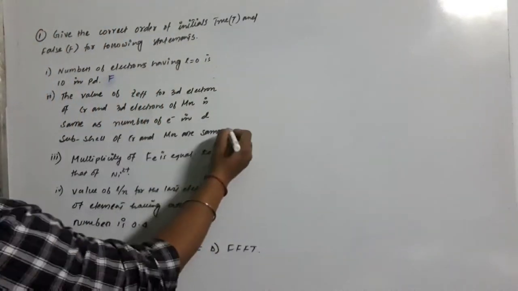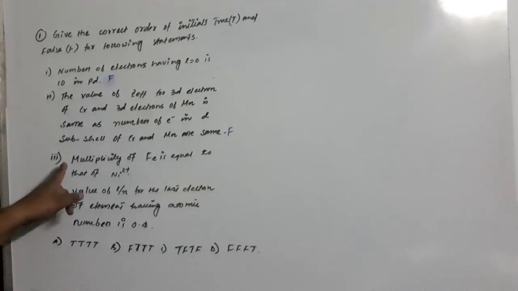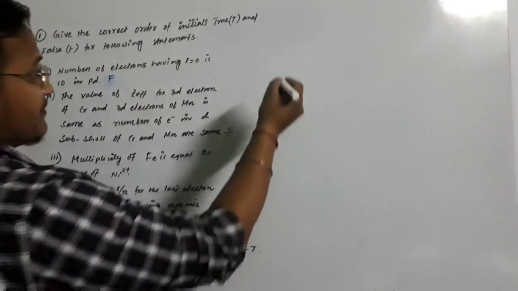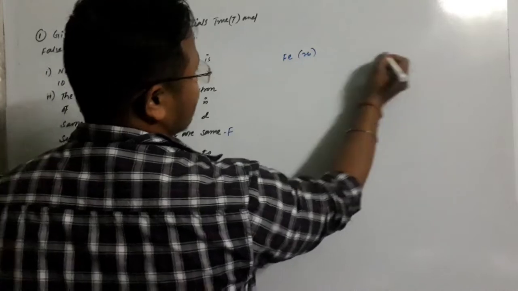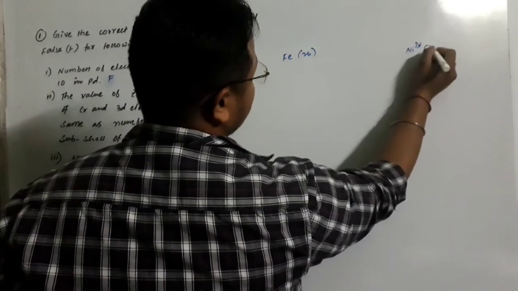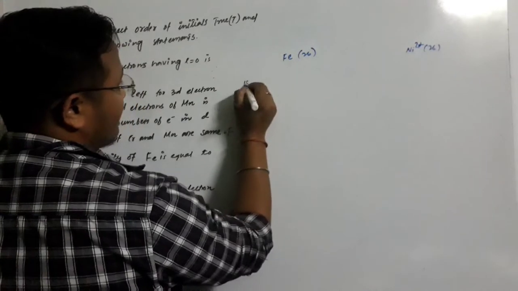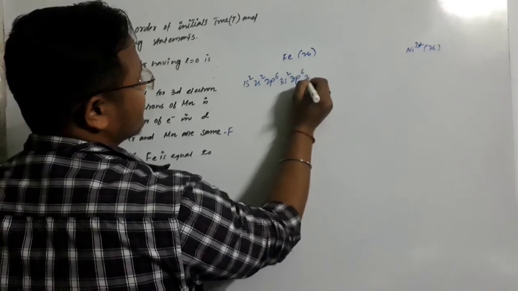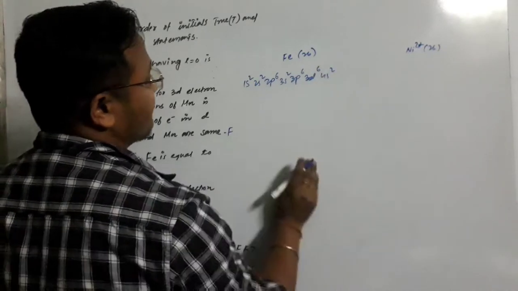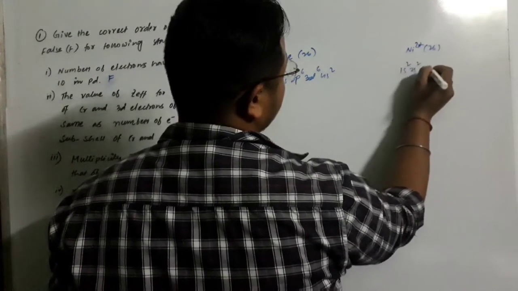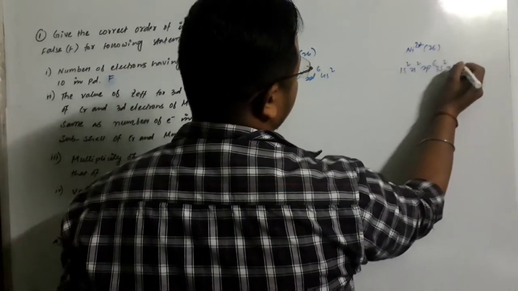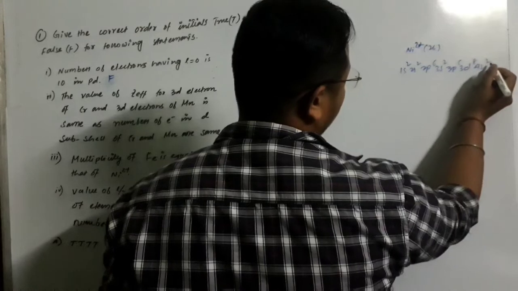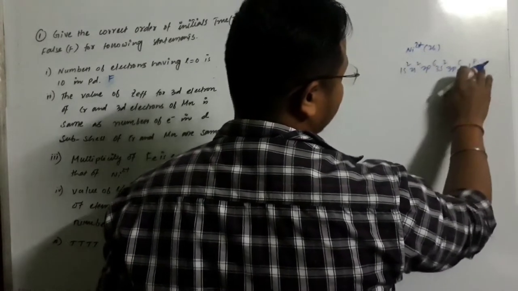Now if you look at the third statement, it says the spin multiplicity of iron is equal to that of nickel 2 positive. Iron is 26, and nickel 2 positive is also 26. Iron will be 1s2, 2s2, 2p6, 3s2, 3p6, 3d6, 4s2, and nickel will be 1s2, 2s2, 2p6, 3s2, 3p6, 3d8, and when it is only nickel it is 4s2. As it is nickel 2 positive, these 2 electrons are eliminated from here.